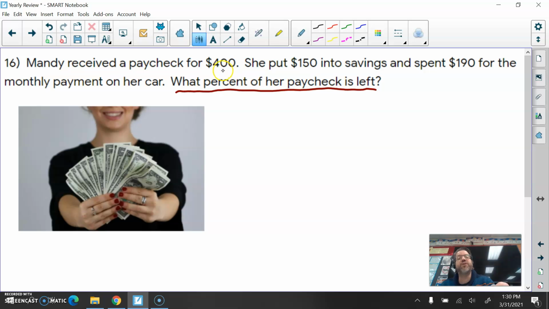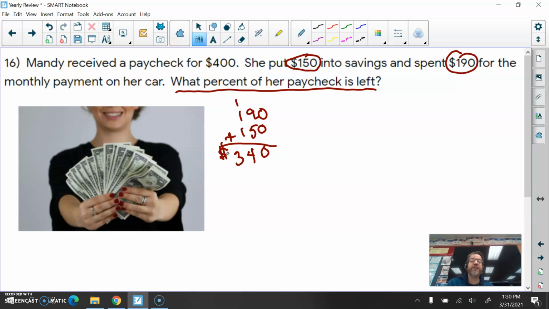She received a paycheck of $400. All right, she spent $190 and she put $150 into savings. So she didn't spend that technically, but she's designated it for her savings account. So let's add these together to figure out how much of her paycheck is already accounted for. So 190 plus 150, we'll add those together and see what we get. Zeros. 9 plus 5 is 14, carry the 1. 1, that's 3. So $340 of her $400 paycheck, so she's either spent it or else put it into savings.